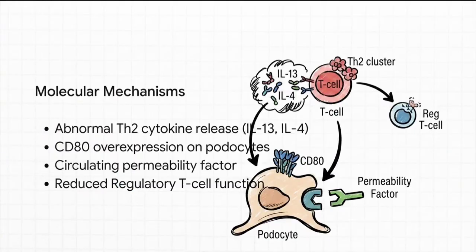So MCD is fundamentally a disease of immune dysregulation. We're looking at T-cell dysfunction that triggers this abnormal release of Th2 cytokines, specifically IL-13 and IL-4, which essentially launch a direct assault on the glomerular filtration barrier. Plus, there's a critical overexpression of CD80, also known as B7-1, right on the podocytes themselves. And this overexpression disrupts the actin cytoskeleton, literally causing the podocyte's feet to collapse. We're also dealing with a long hypothesized circulating permeability factor, which still hasn't been fully characterized, alongside a generalized reduction in regulatory T-cell, or Treg, function. That basically just lets this podocyte injury run completely unchecked.